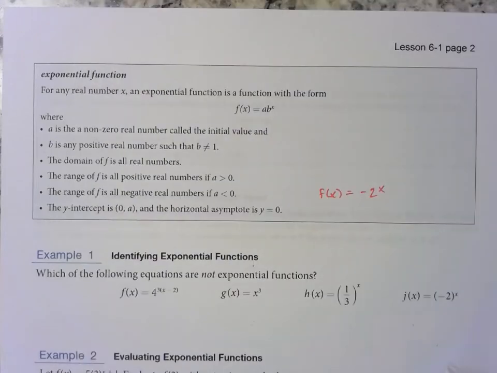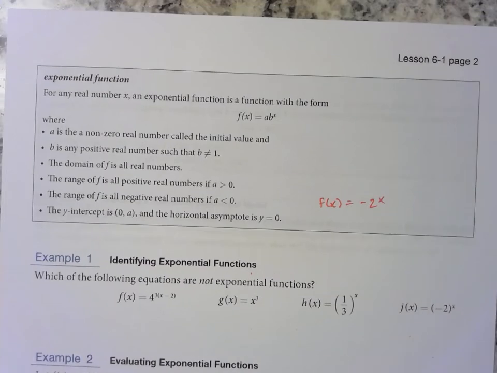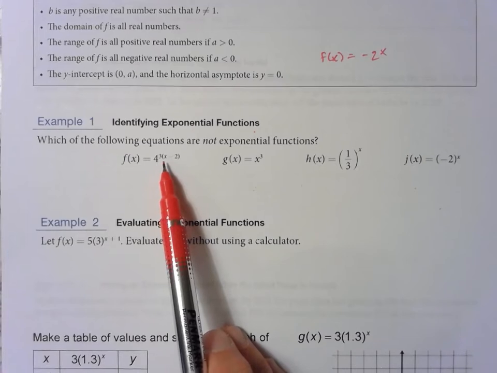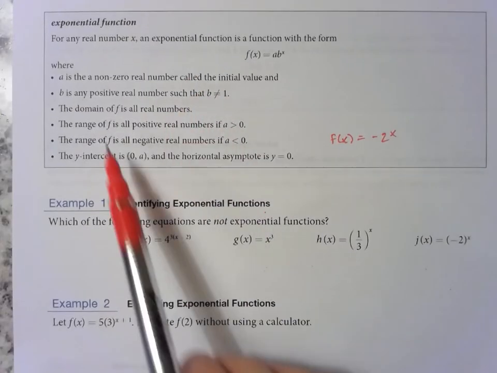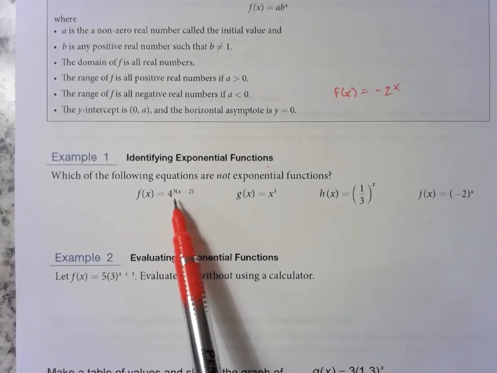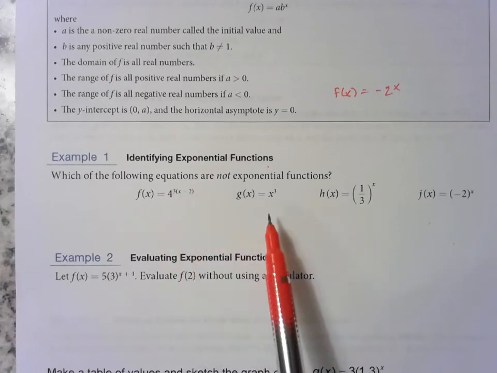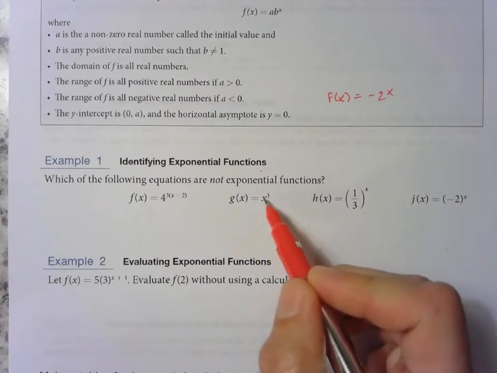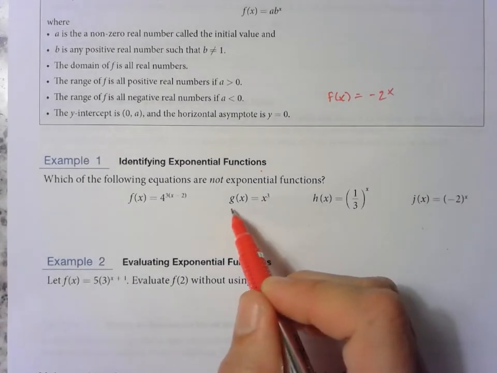So let's just look at this first example. Which of the following equations are not exponential functions? Well, this has an x in the exponent, and all of these things are true. So that means this is exponential. How about this one? This one is algebraic because the x is in the base. So this one is not exponential.